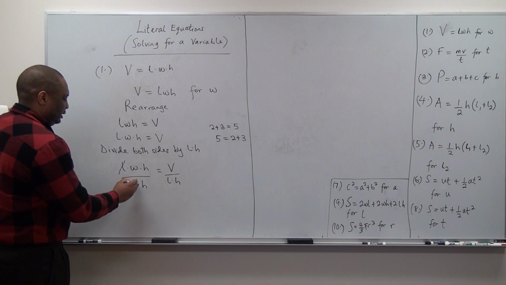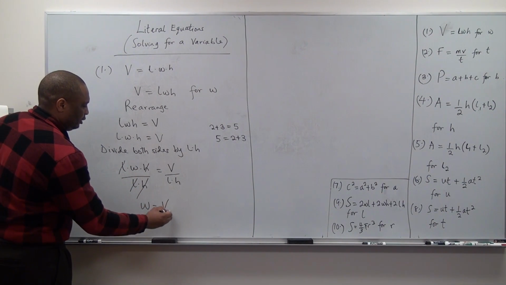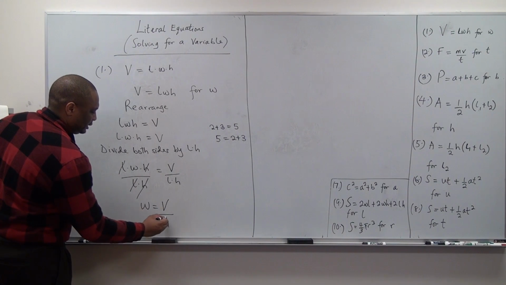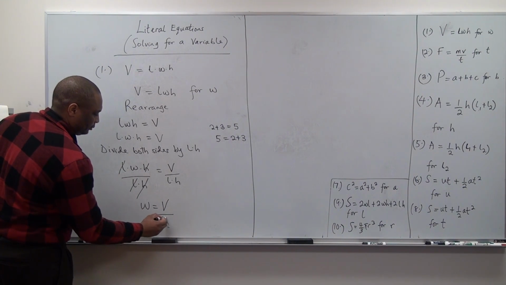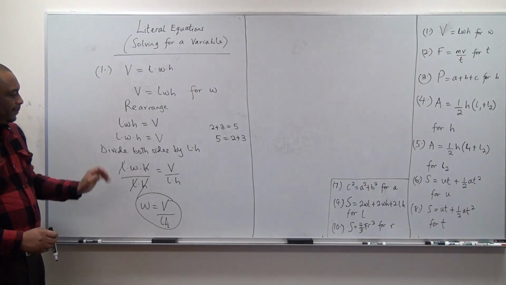So this will cross out this will cross out this, and we now have that our weight is equal to volume all over length times h. And that gives you your answer for number 1.